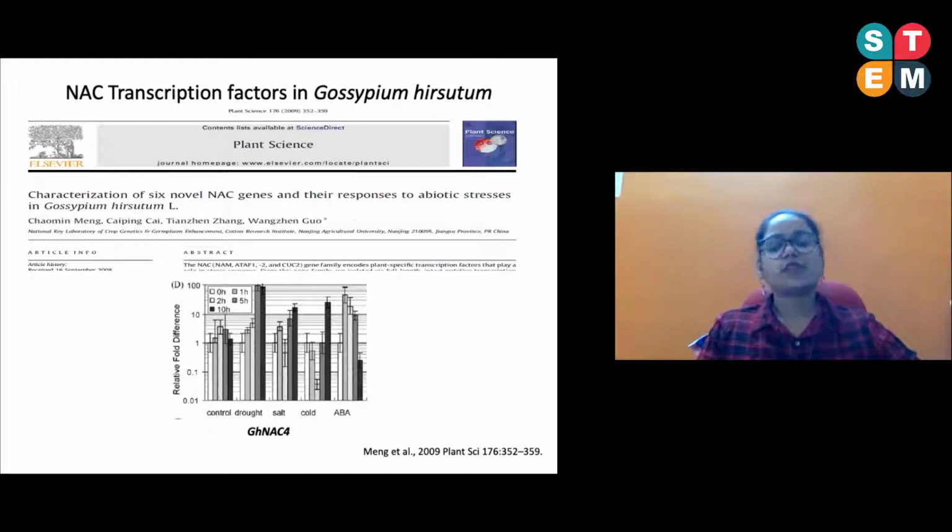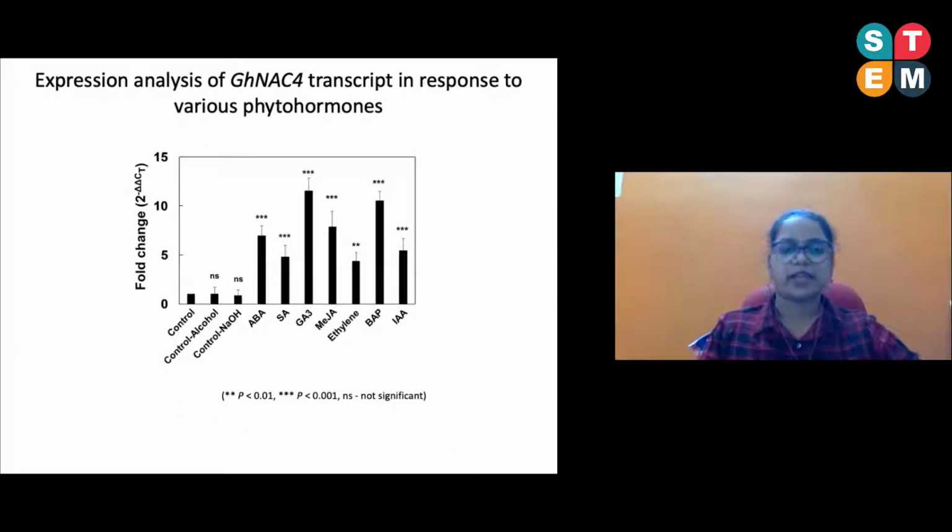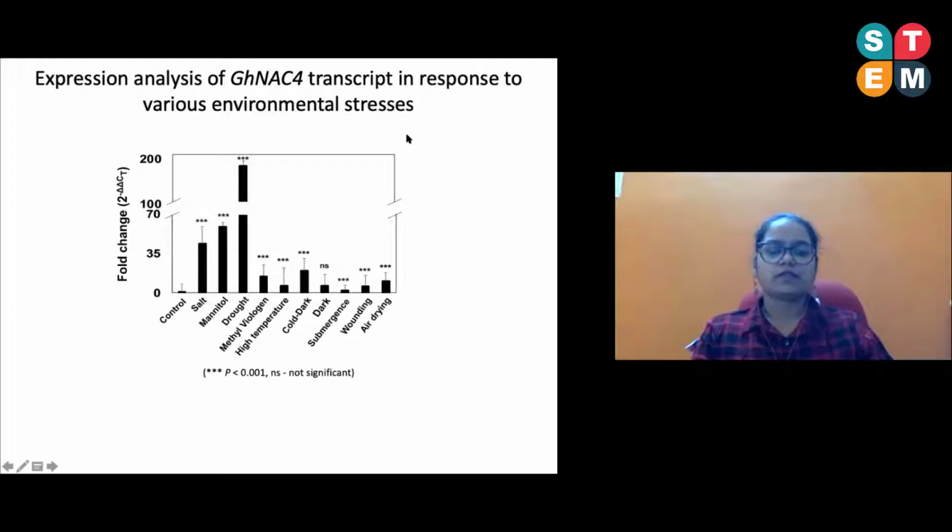And so we first went ahead and did expression analysis in response to various hormones. We observed that this particular NAC transcription factor was highly upregulated by abscisic acid, salicylic acid, gibberellic acid, methyl jasmonate and ethylene, and also by cytokinins and auxins. The expression levels were also highly upregulated by drought stress, salt stress, osmotic stress, oxidative stress, heat, a combination of cold and dark treatment, and also by wounding and air drying.